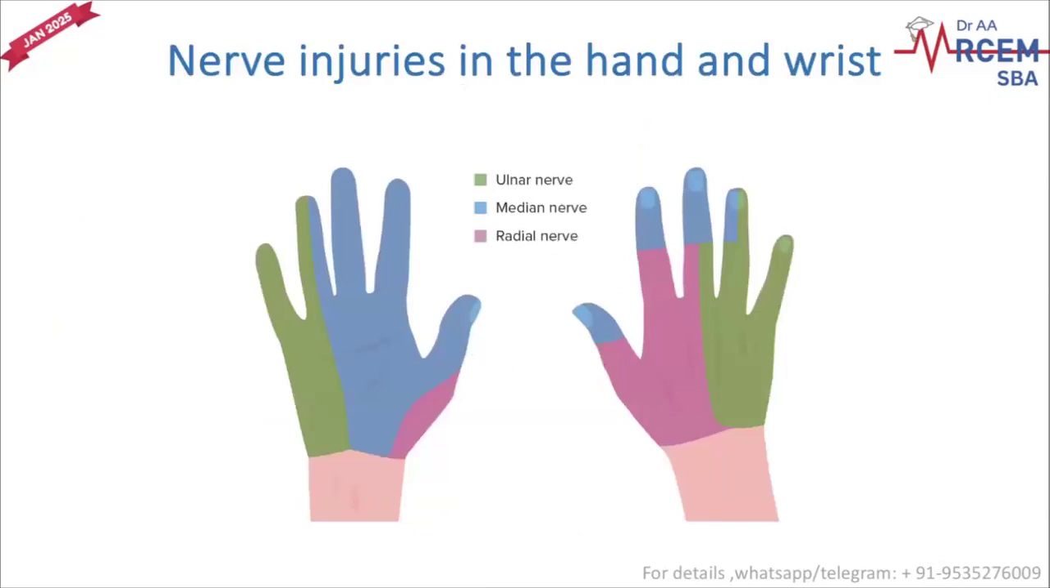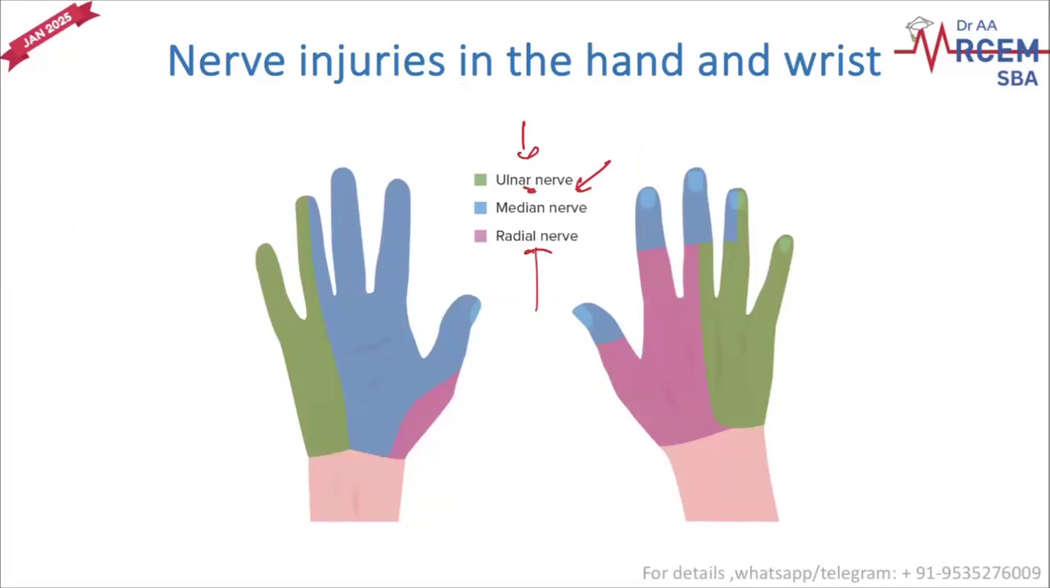So now we will be learning about the nerve injuries. The nerve injuries you need to be aware of are the ulnar nerve, median nerve, and the radial nerve. The hot one, the favorite one to be asked in the exam, is the ulnar nerve. They can ask you about the special test of the ulnar nerve. But it doesn't mean the median nerve and the radial nerve don't appear in the exam.